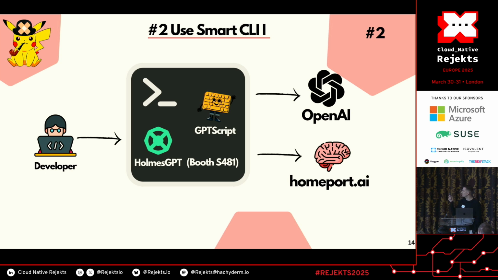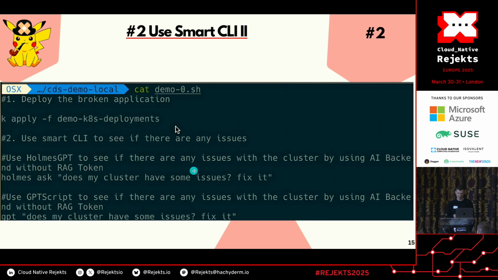They are also Robusta, the maker behind it. If you want to ask them more or see more use cases, just visit them. You can see the stand number here. And for GPT Script and HolmesGPT, we are using OpenAI or another AI as a backend. Very easy. Let's take a look at how it looks on the CLI.